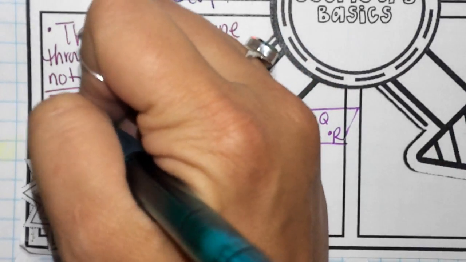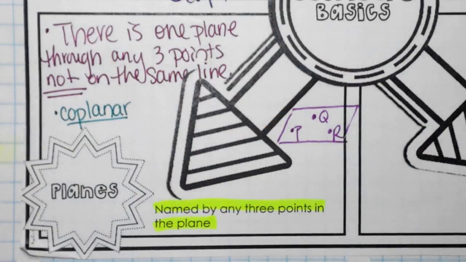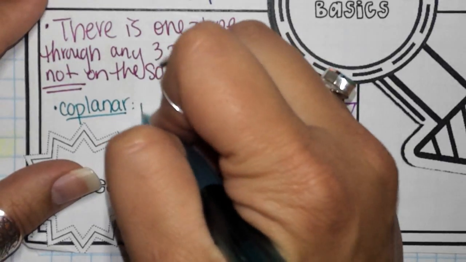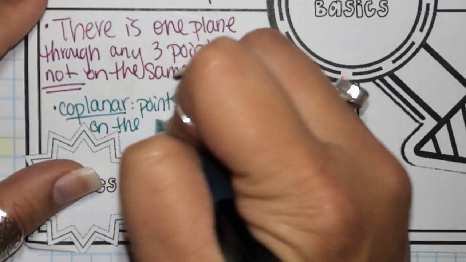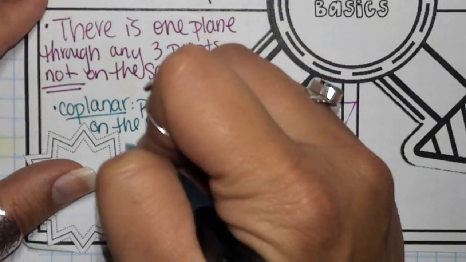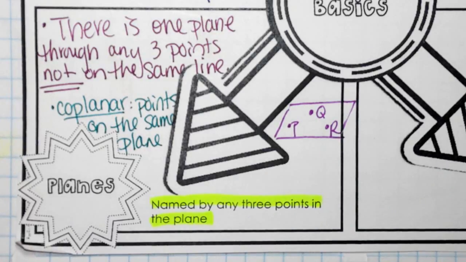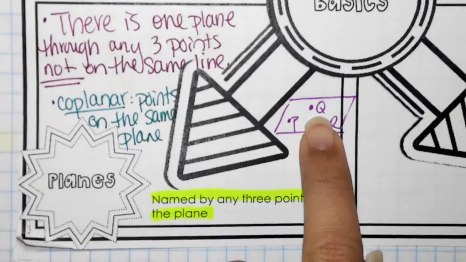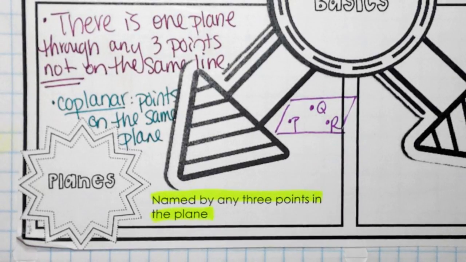What do you think coplanar means? Same line. Look at you go. Take a point for your team, baby. Points on the same plane. Now are P, Q, and R coplanar? Yes, because they're on the same plane. I'm not asking you trick questions. I really just want you to look at the paper and say yes or no.